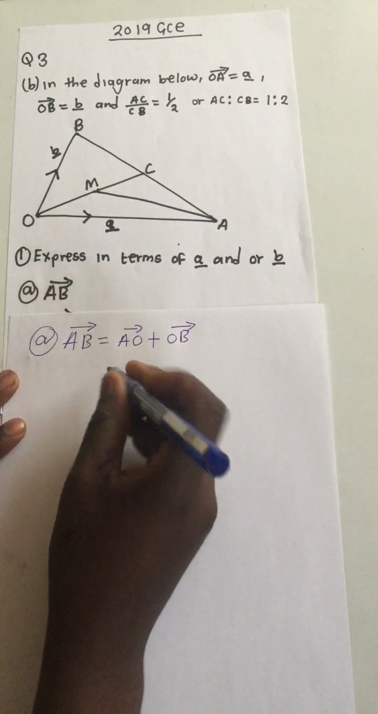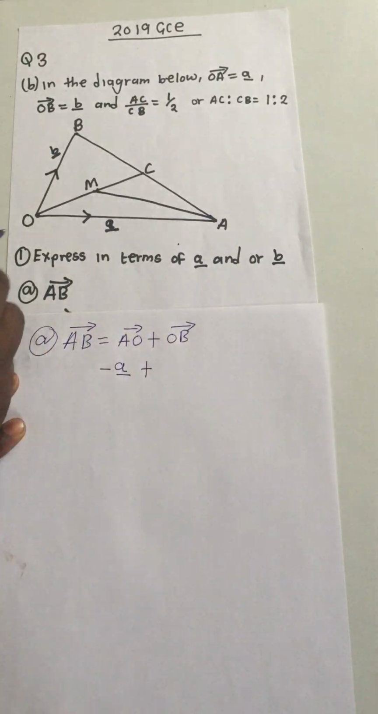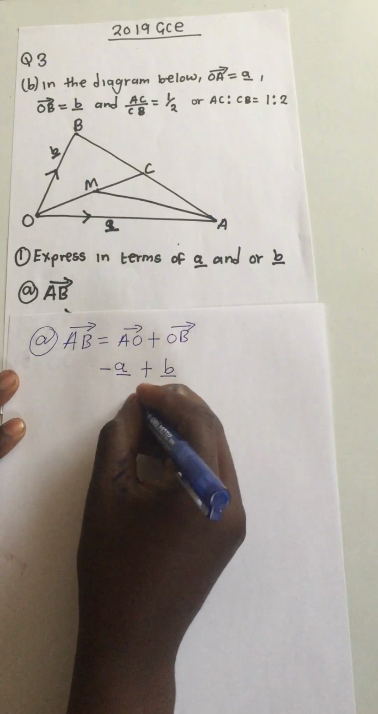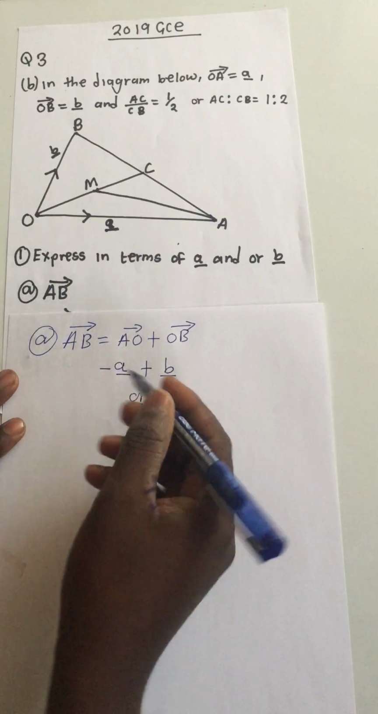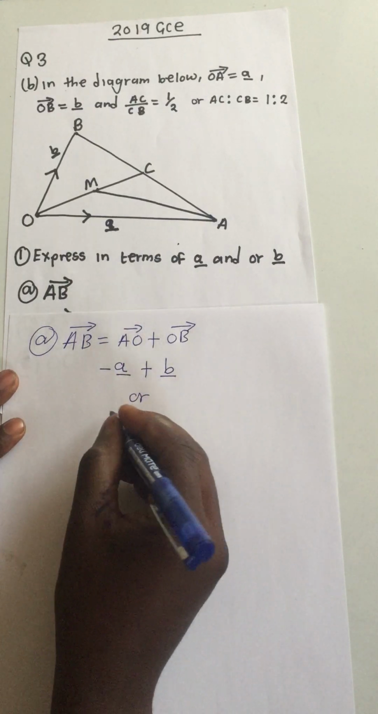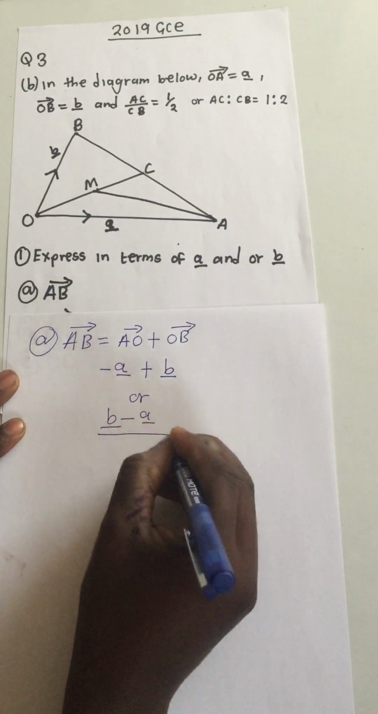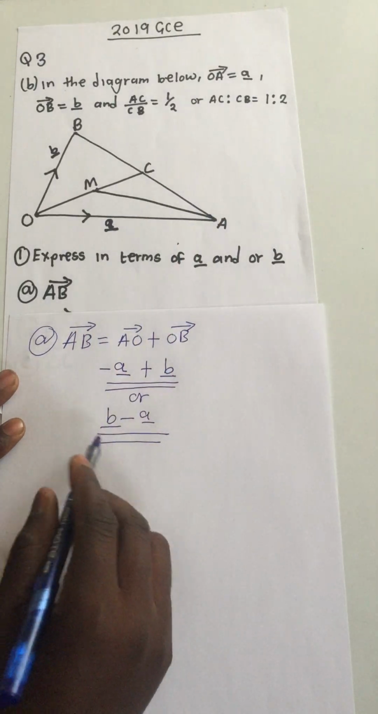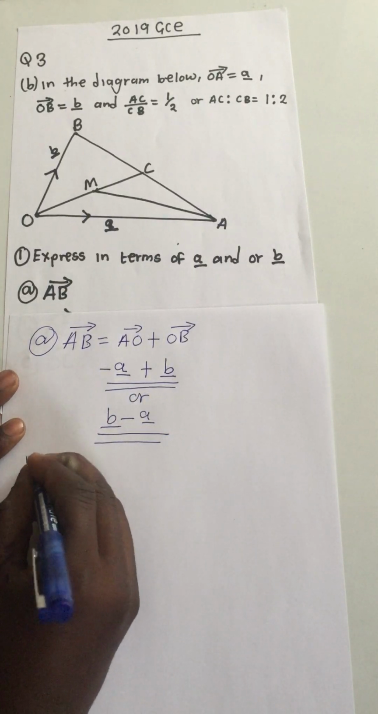So for A it will be negative A vector plus, for OB it is just okay. They are going from the same direction. So it's just vector B. Or if you want, you correct it, but even like this it's just okay. So you will say B minus vector A. So you choose which one. Even here it's correct, they will mark you, but if you don't want like this, you can leave it like this.